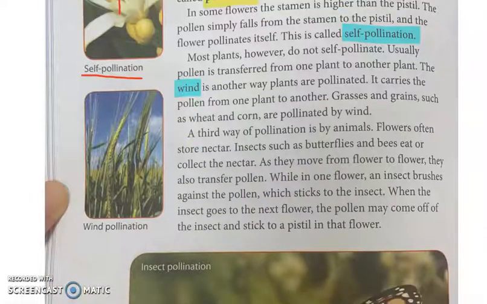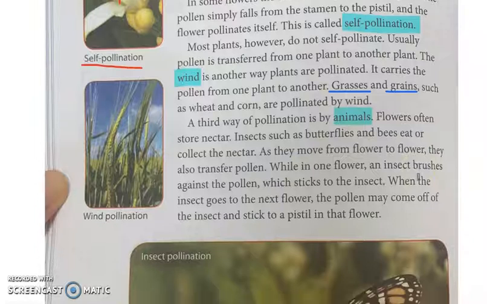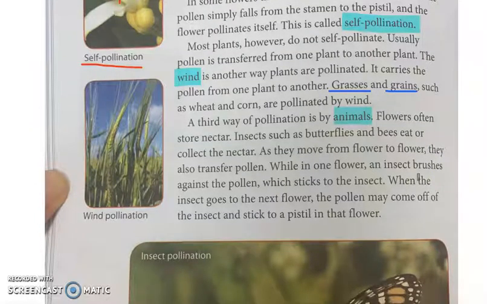What are the examples of that? Grasses and grains. A third way of pollination is by animals. Flowers often store nectar. Nectar is the sweet part of the flower, the honey. Insects such as butterflies and bees eat or collect the nectar. As they move from flower to flower, they also transfer pollen.